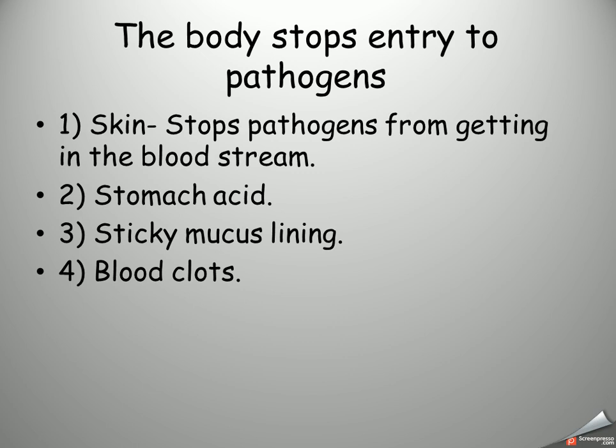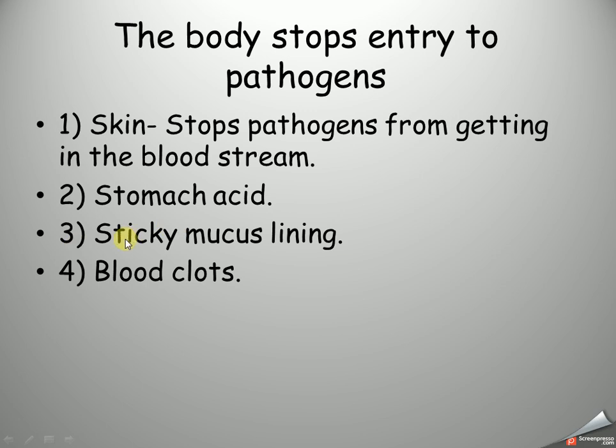Now, still talking about pathogens, the body tries to stop entry of pathogens, and there are 4 main ways that you need to know about. Number 1 is skin. The skin provides a barrier to stop the pathogens from getting into the bloodstream. Okay, that's barrier number 1. Barrier number 2 is stomach acid. If you've eaten some food, the stomach acid can kill the bacteria in there. Obviously not all of it, which is why some people do get food poisoning. But that is the second line of defense.